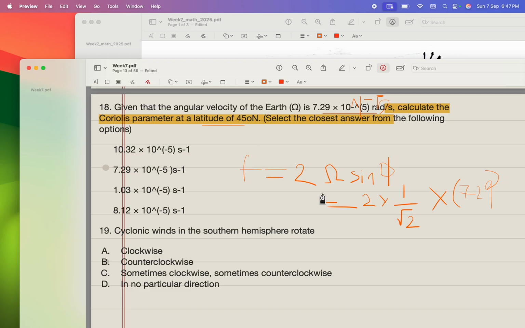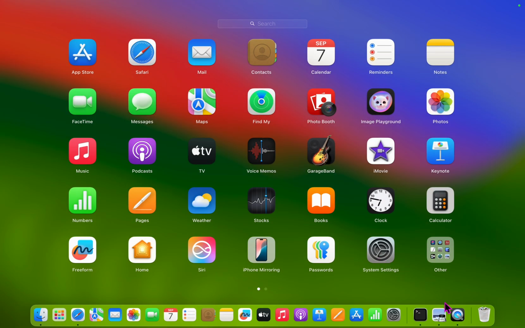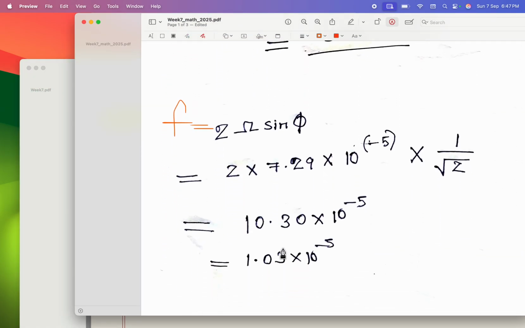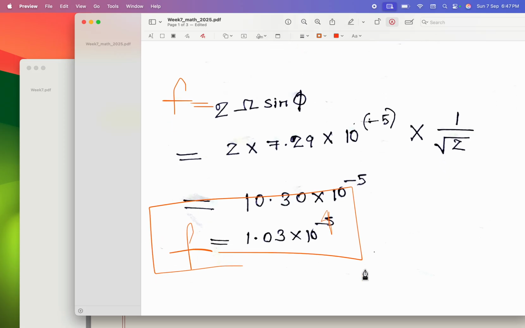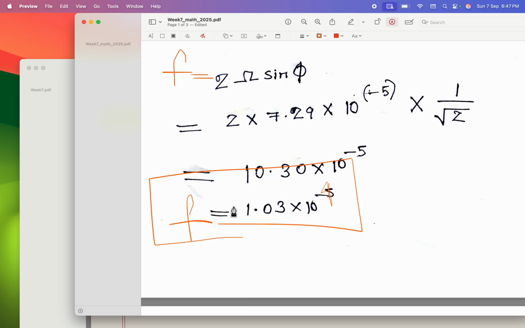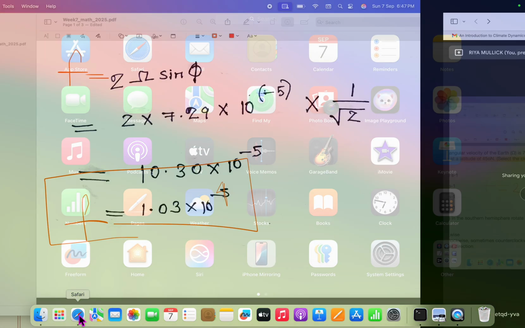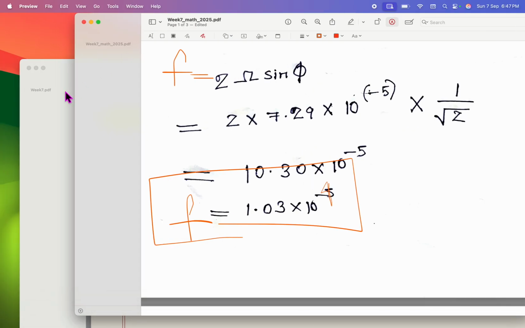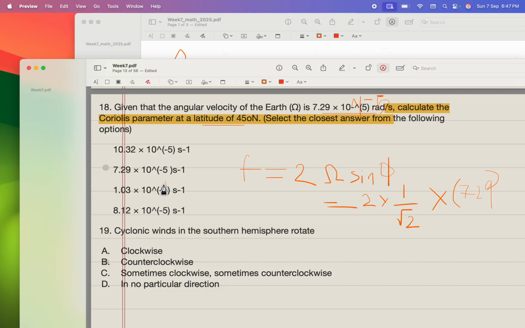Given the angular velocity of the Earth, calculate the Coriolis parameter at latitude 45 degree north. So the Coriolis parameter equation is 2 omega sine phi. This comes to about 1.03 times 10 to the power minus 4. None of these options are correct. This was 10 to the power minus 4, I guess.